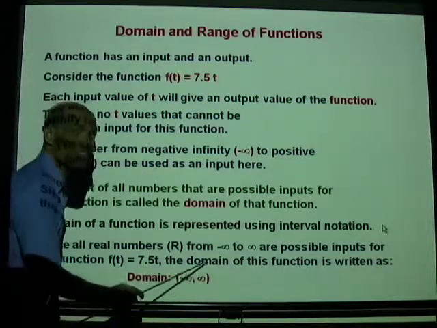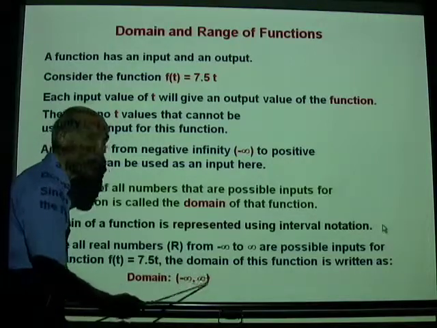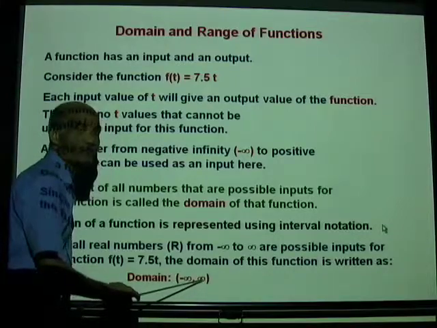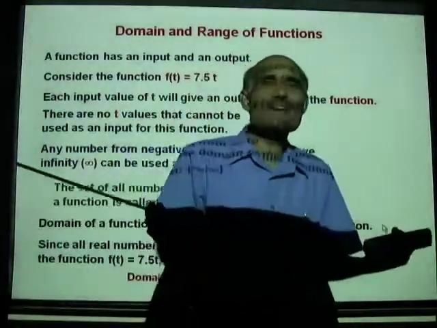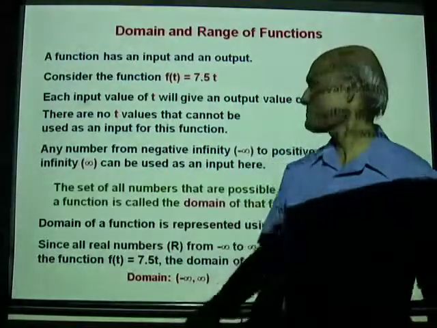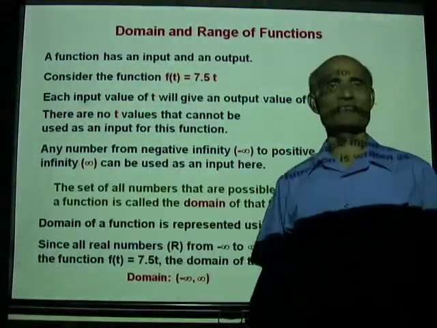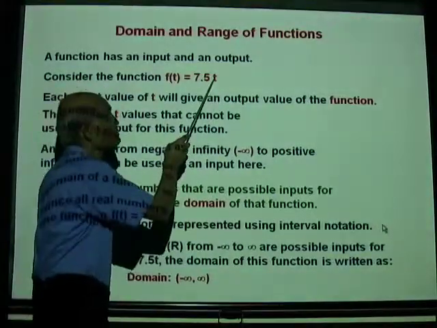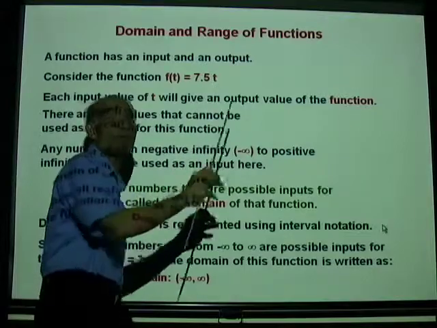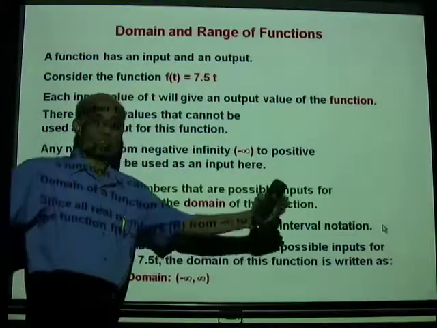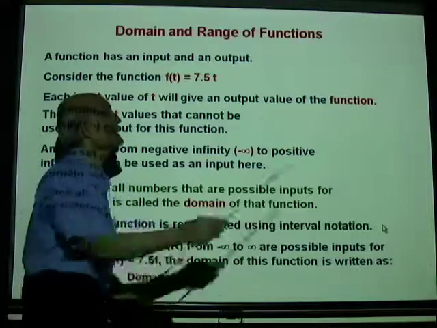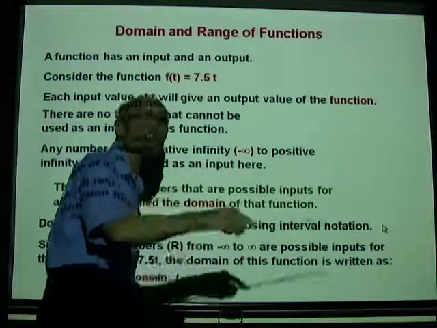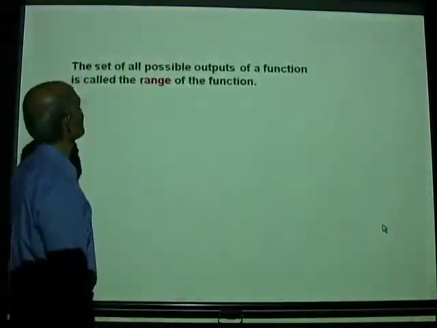Domain is the set of, this is the way to read it, the set of all real numbers from negative infinity to positive infinity. But when you say the set of all real numbers, it includes all numbers from negative infinity to positive infinity. So what is the domain of this function? The domain of this function is the set of all real numbers from negative infinity to positive infinity. It means there is no input that is excluded. That's the meaning in there.